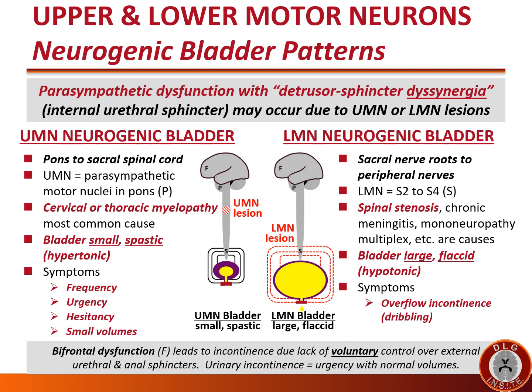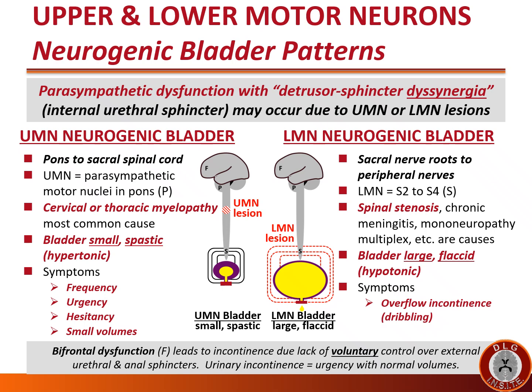Bladder dysfunction can also be separated into upper and lower motor neuron versions. The term neurogenic bladder can be used broadly to mean any neurologic problem leading to bladder dysfunction. But in this presentation, we're going to limit the term to specifically lesions that cause parasympathetic dysfunction with detrusor sphincter dyssynergia. The detrusor is the bladder muscle, and when we say sphincter, we're referring to the internal urethral sphincter. And dyssynergia means not working together. Synergia, working together. Dys, D-Y-S, not, or abnormal.